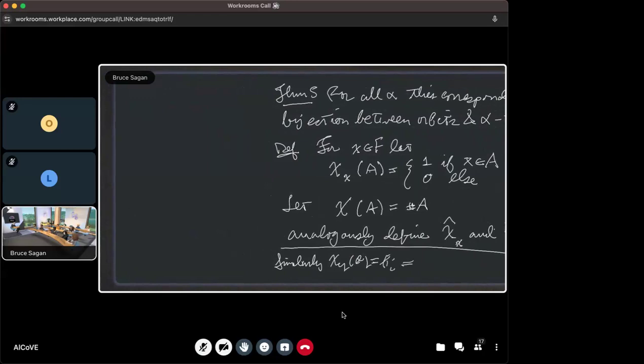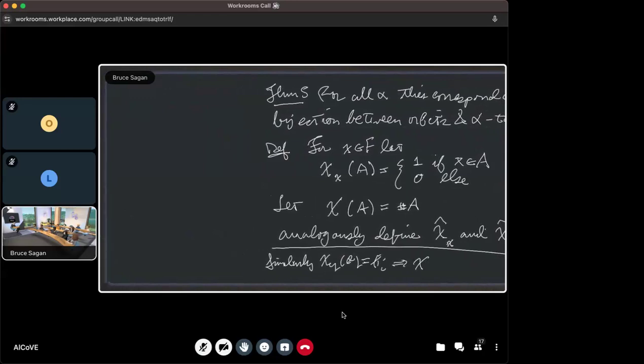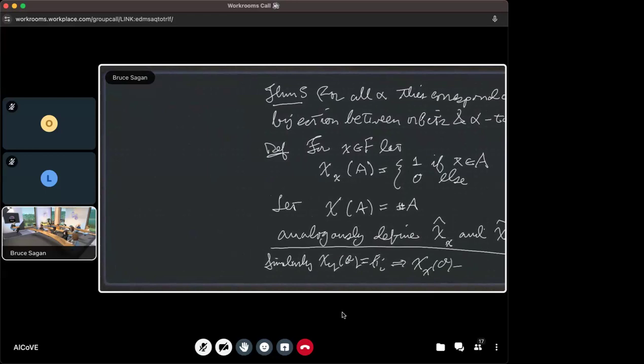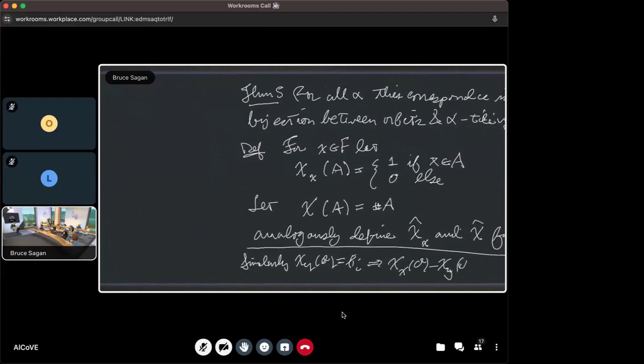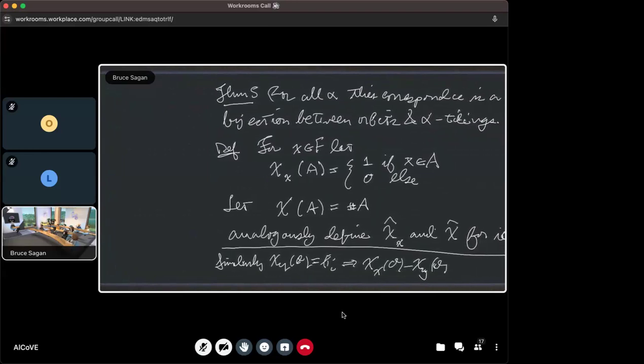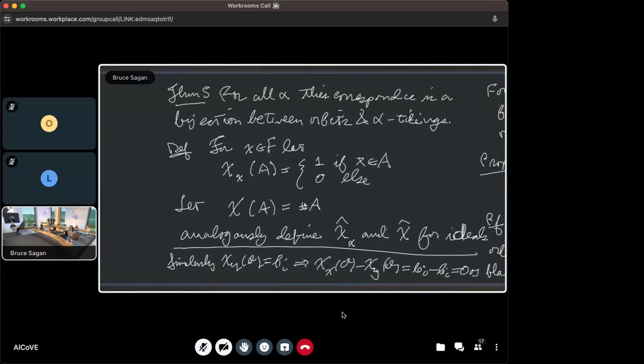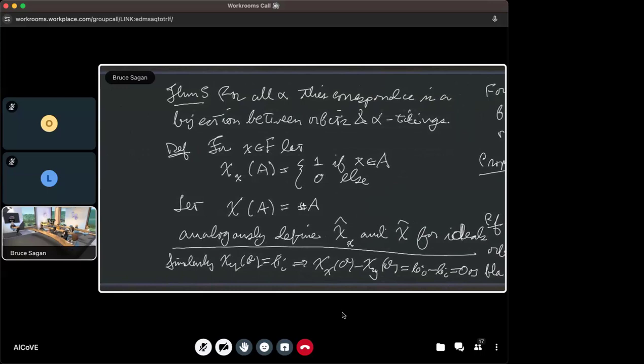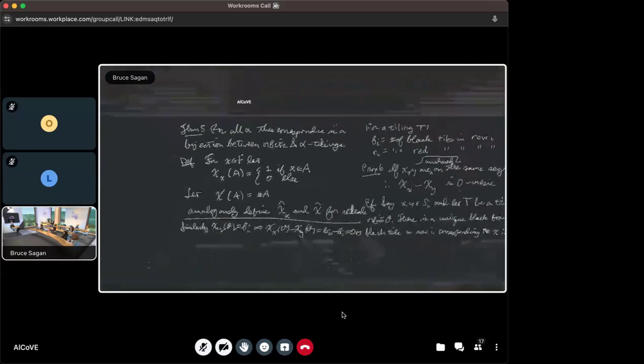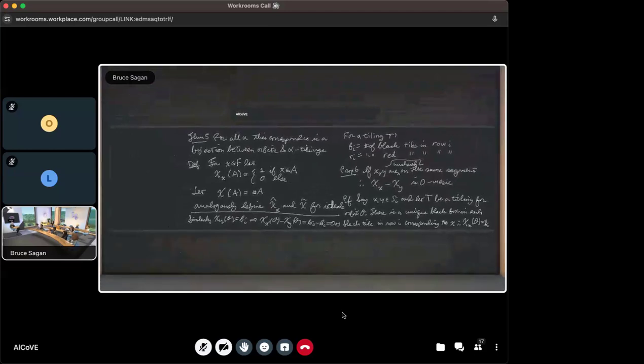So therefore, what about their difference? Chi X minus chi Y, what is that? Well, it's BI minus BI, which I think is always zero. We're done. So you see how simple these arguments become by looking at the tiling. The tiling really gives you power in order to make these kind of statements. Any questions about that?